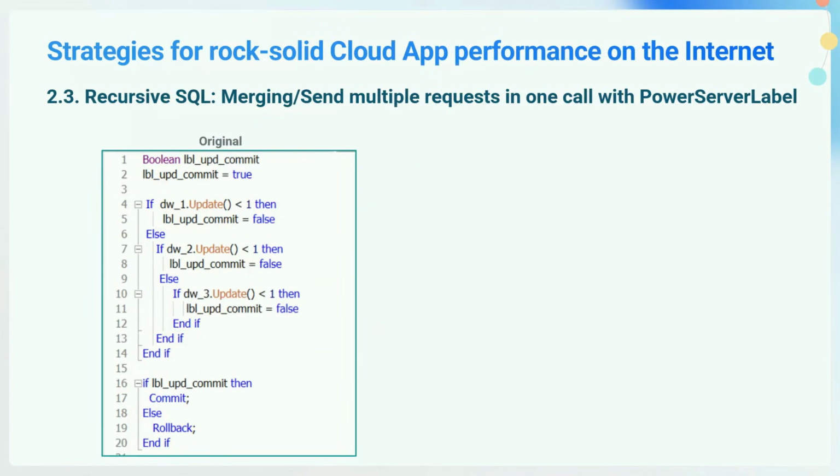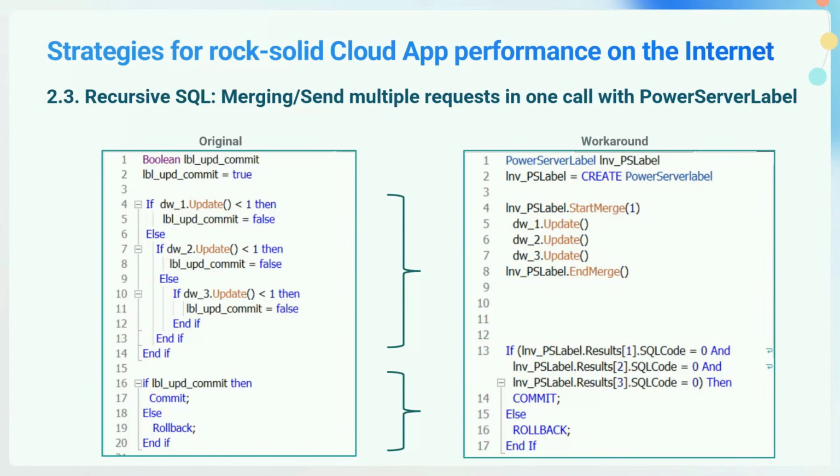This third scenario is not exactly about recursion, but rather about multiple requests. When we have a script that performs multiple operations against the database, whether through embedded SQL calls or data window functions, as in this example that uses 3 data windows to update data through the update function, we can optimize this implementation by using the PowerServerLabel object. If we leave the script as it is, it would require 3 synchronous calls from the client side. Only after all 3 calls are executed would the app check whether to perform a commit or rollback, depending on a status variable.